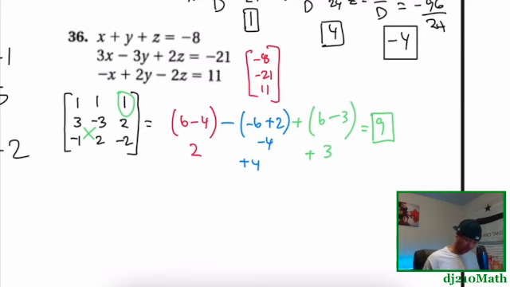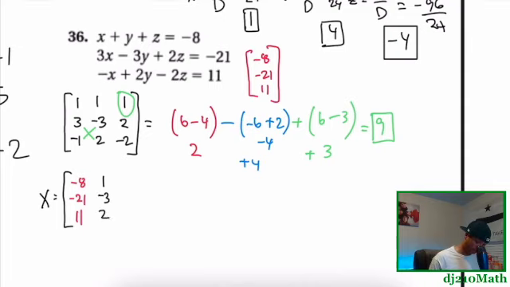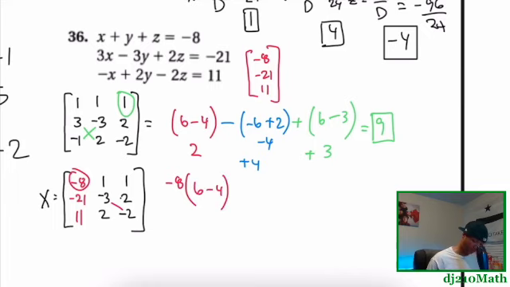Okay. Here comes the work. Big X. Swapping out the X column for negative 8, negative 21, 11. 1, negative 3, 2. 1, 2, negative 2. Okay. Negative 8 times this diagonal, 6 minus 4, which is 2 times negative 8, which is negative 16.